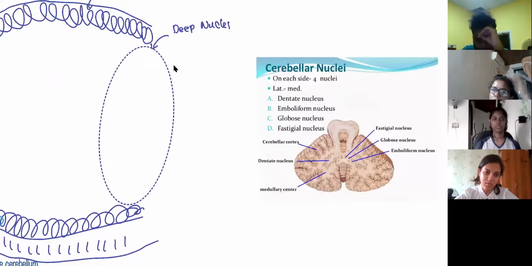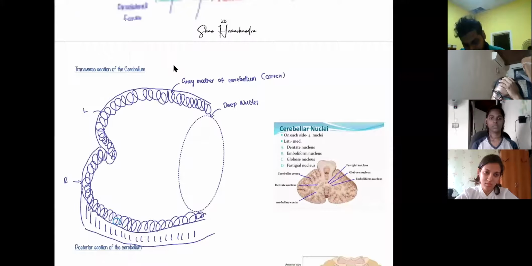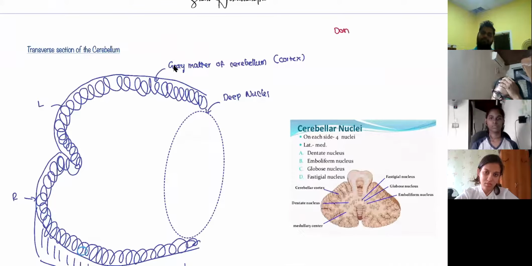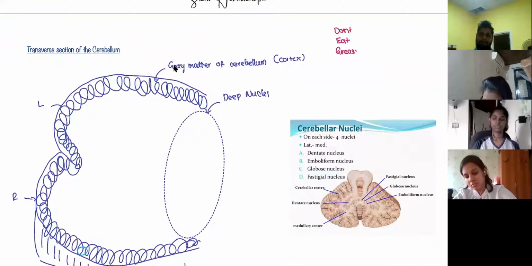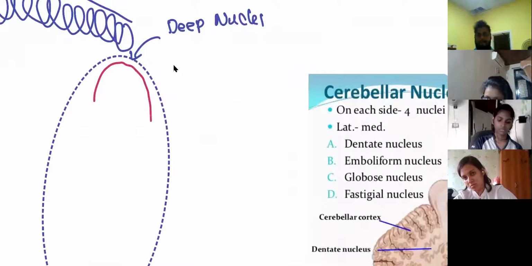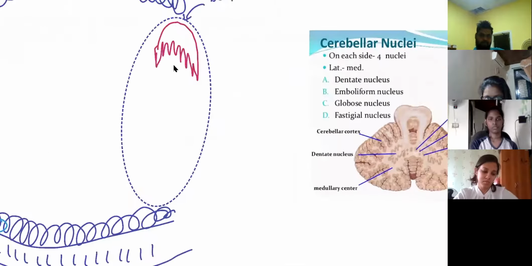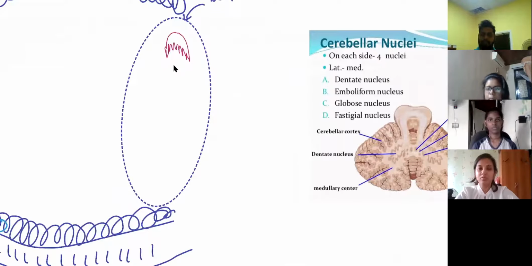Now we are going to talk about the nuclei, and there is a mnemonic from USMLE. It's called "Don't eat greasy food." DEGF. There is one nucleus that looks like sharp teeth. Don't draw it that big. We have 4 nuclei. We have to draw a total of 8 because they are present on either side.